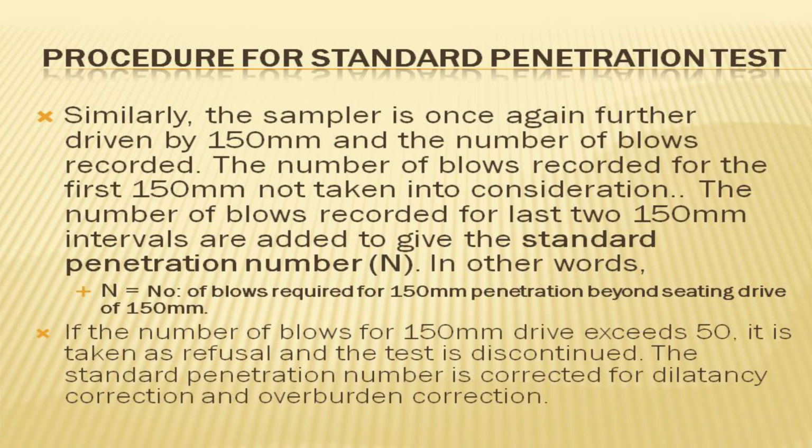In other words, N is equal to the number of blows required for 150 mm penetration beyond the seating drive of 150 mm. If the number of blows for a 150 mm drive exceeds 50, it is taken as refusal, and the test is discontinued. The standard penetration number is corrected for dilatancy correction and overburden correction.